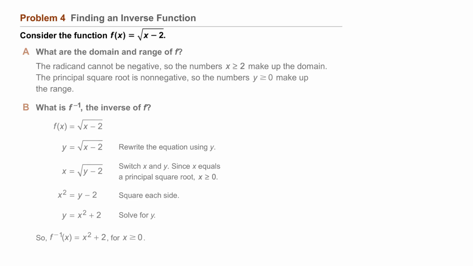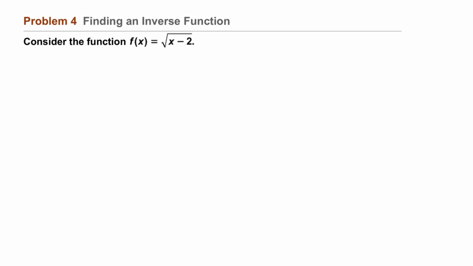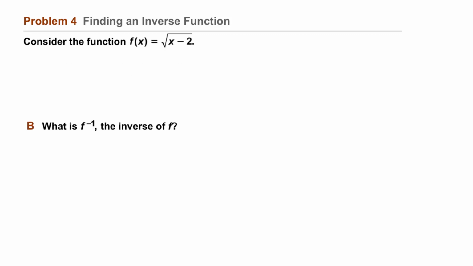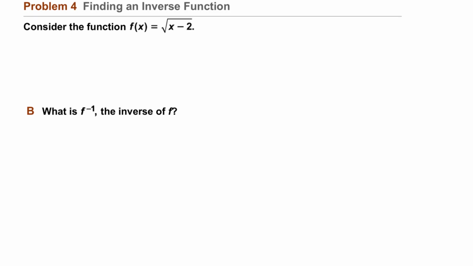Problem 4. Finding an inverse function. Consider the function f of x equals the square root of the difference x minus 2. Part A. What are the domain and range of f? Well, the radicand cannot be negative, so the numbers x greater than or equal to 2 make up the domain. The principal square root is non-negative, so the numbers y greater than or equal to 0 make up the range.